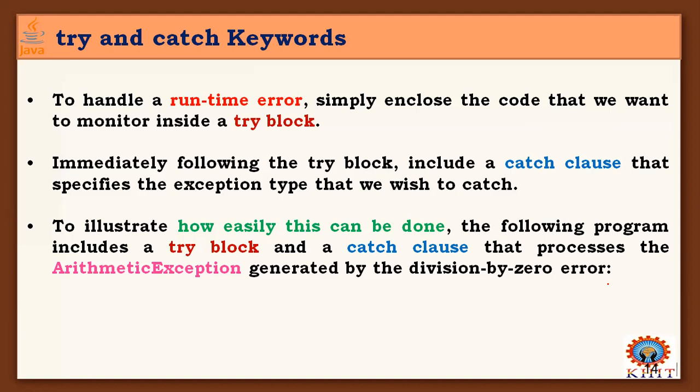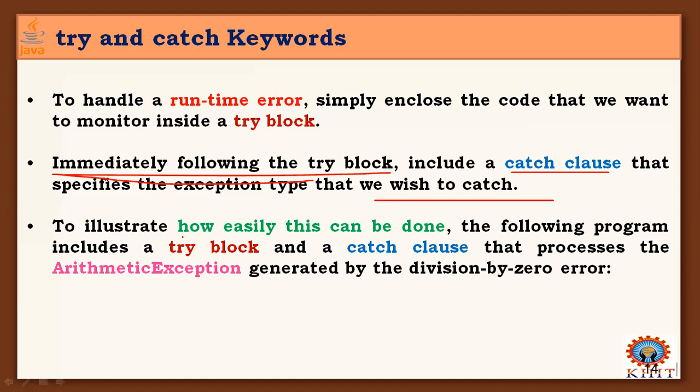And immediately following the try block, remember this one is a very important and mandatory condition, include a catch clause or a catch block that specifies the exception type that we wish to catch, thrown by the try block. So we place the code in the try block to monitor generated exceptions, and when the exception arises, automatically the try block controls those exceptions, and the catch block automatically catches those exceptions.